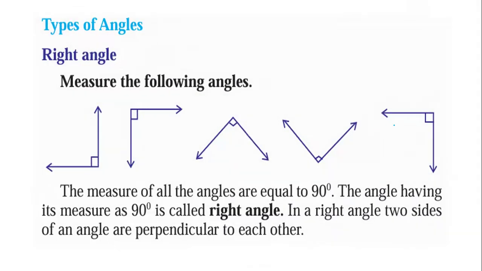Next, types of angles. First one, right angle. Measure the following angles. See these angles. These are all right angles. The measure of all these angles is equal to 90 degrees. The angle having its measure as 90 degrees is called a right angle. In a right angle, the two sides of the angle are perpendicular to each other.